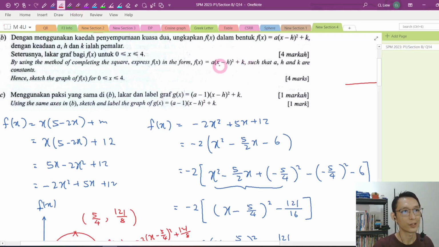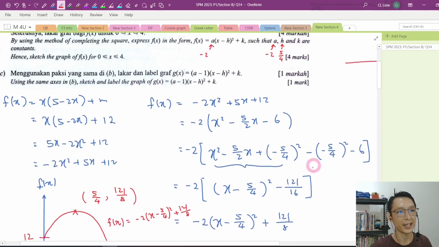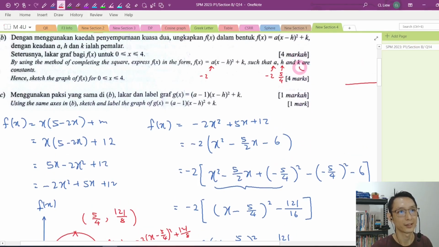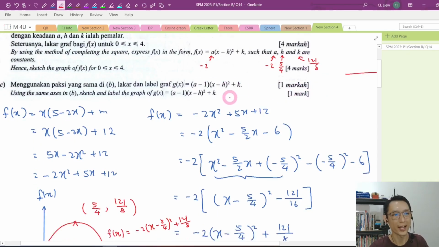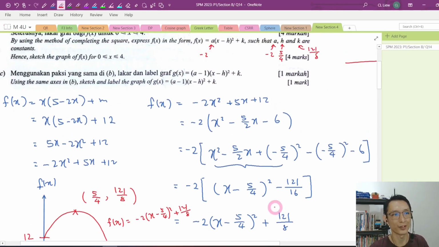Now what's a? A is equal to negative 2, right? This is equal to negative 2. Let me write over here, negative 2. What is h? H is equal to 5 over 4. What is k? K is equal to 121 over 8. So you will notice that this one is actually almost the same as this one, right?